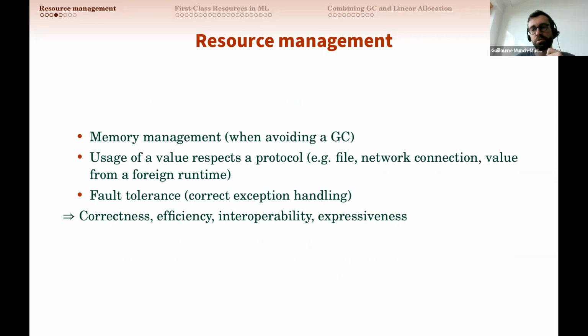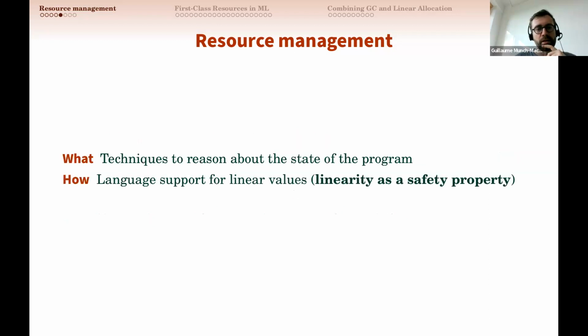So just from this notion, I have a broad range of concerns to address. More abstractly, I want you to see resource management as techniques to reason about the state of the program. And how do we support this in the language? By supporting a notion of linear value. But be careful to state linearity as a safety property rather than as a liveness property. Something like, if I am at this point of the program, then I am sure that this or this function has executed.